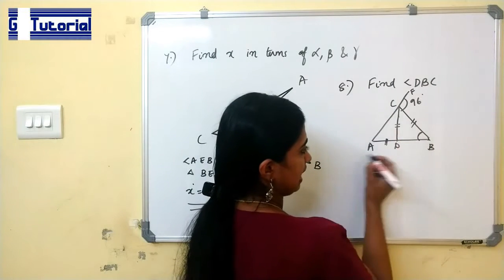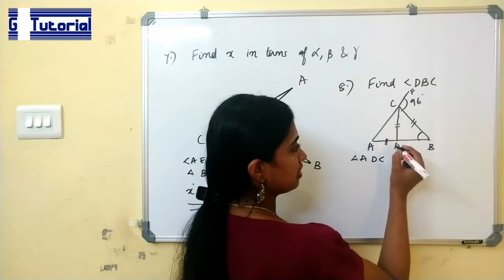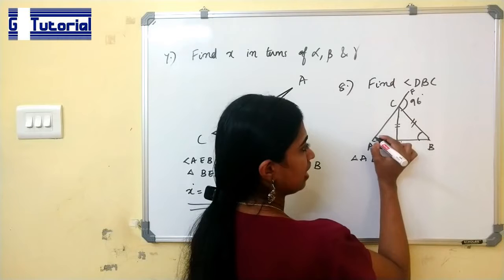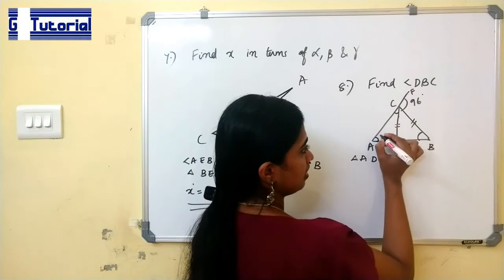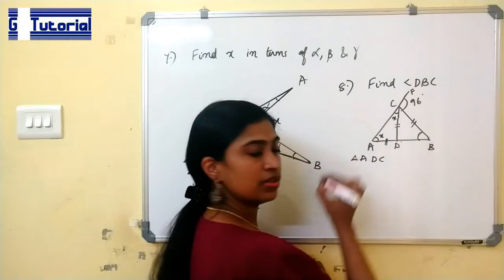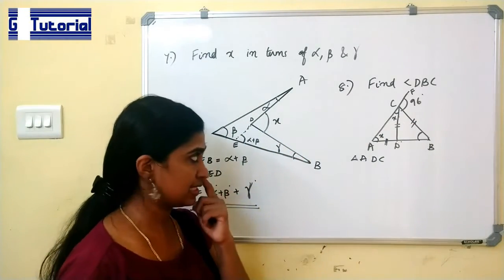Let us consider the triangle ADC. In that triangle, the angles opposite to equal sides AD and DC are this angle and this angle. Let us name them X. These two angles are equal, so we are writing both of the angles are equal. Let those angles be X.